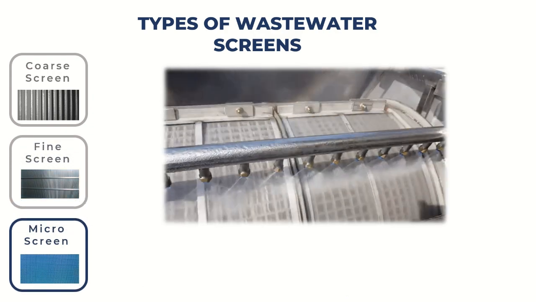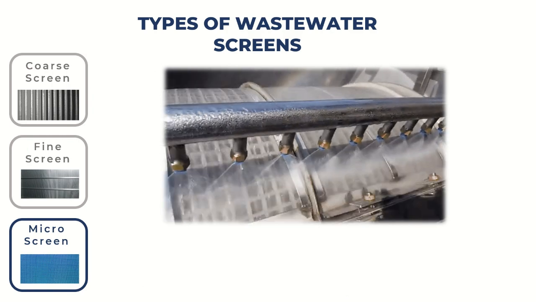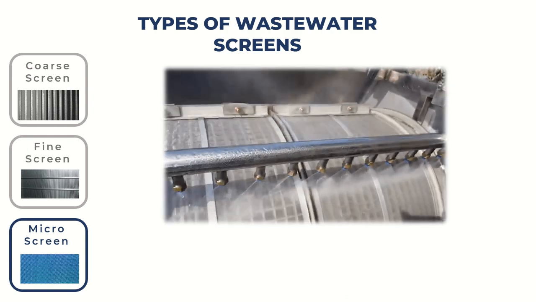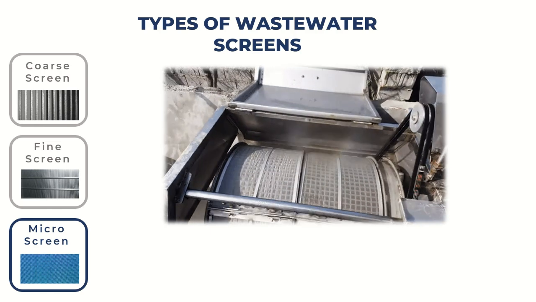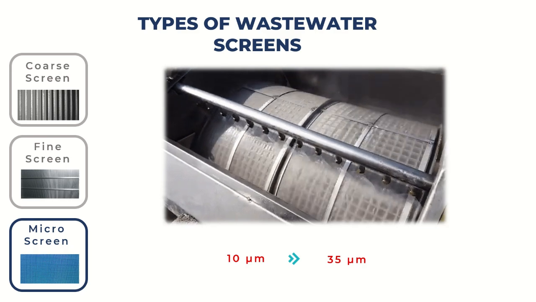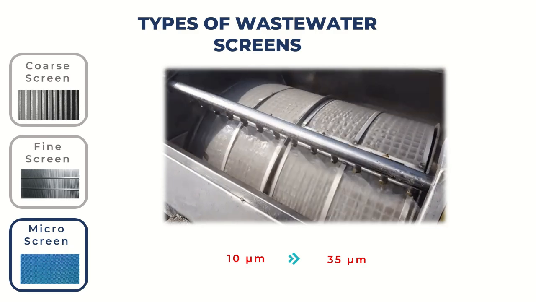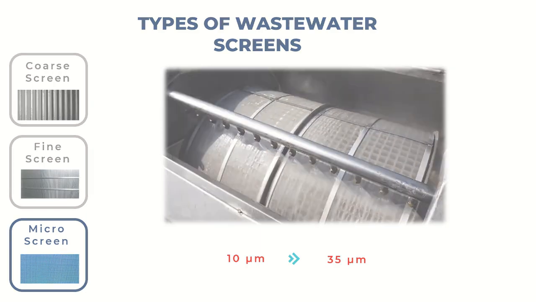Microscreening in wastewater treatment plants is when wastewater passes through the smallest screening. Microscreens are usually low-speed drum screens. The drums in the microscreening process have a lining of filtering fabrics with the smallest openings of approximately 10 to 35 micrometer. Wastewater enters the drum, and the retained solid waste is collected and disposed of.